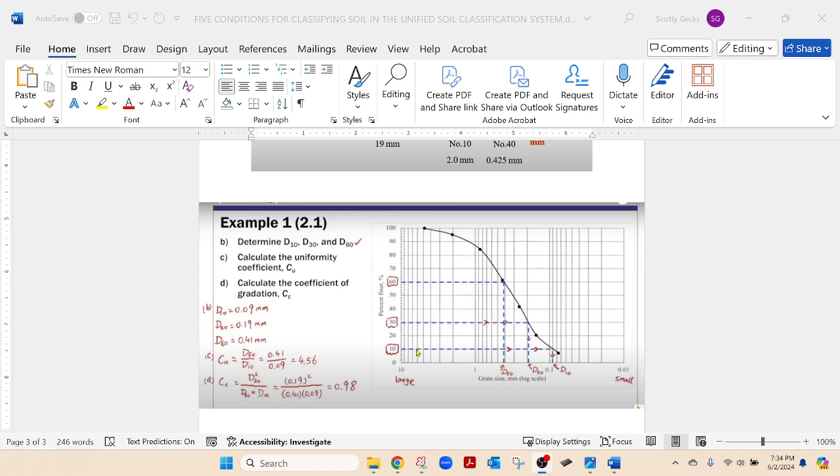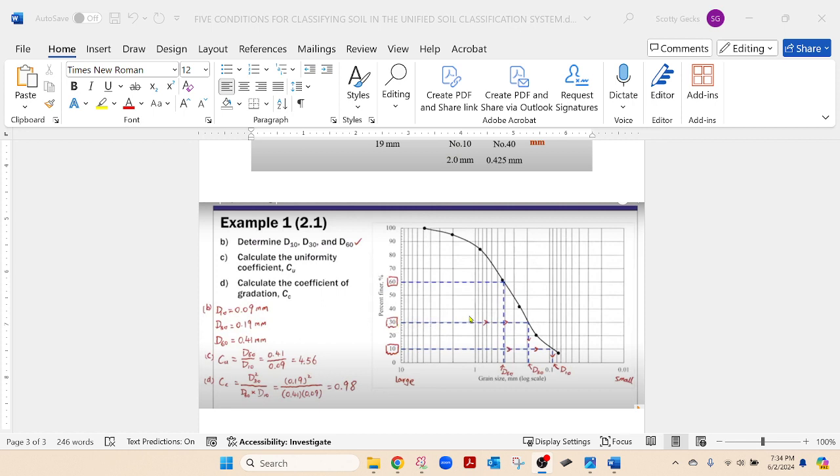So we go over here, we get our straight edge, and we draw a line. We go all the way over till we hit that curve, and then we go down. And according to his calculation, I'd call that a 0.01, 0.02, 0.03, 0.04, 0.05, 0.06, 0.07, 0.08, 0.09, and that's what he came up with for the D10, 0.09. So let's go for the 30% passing.